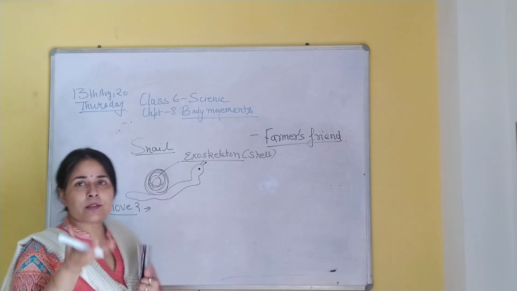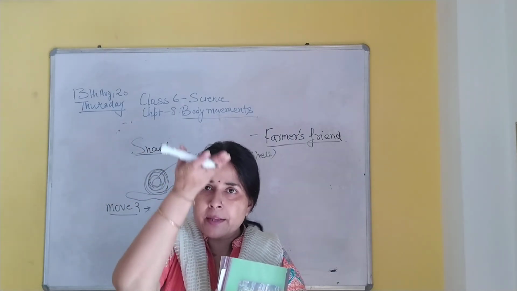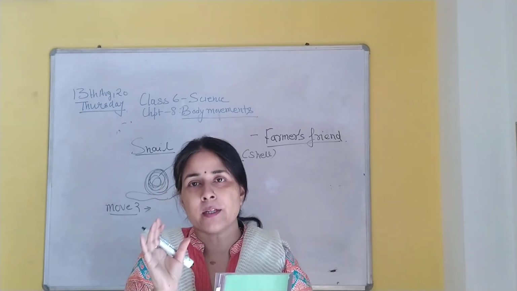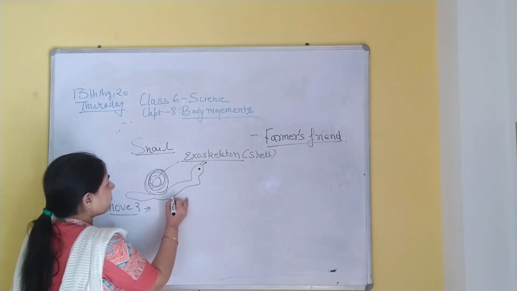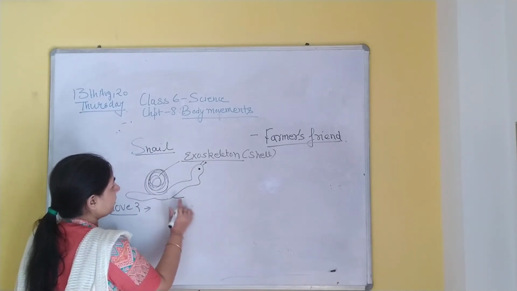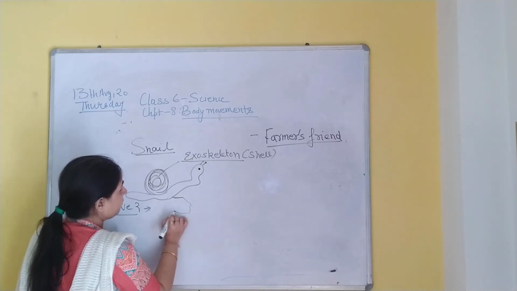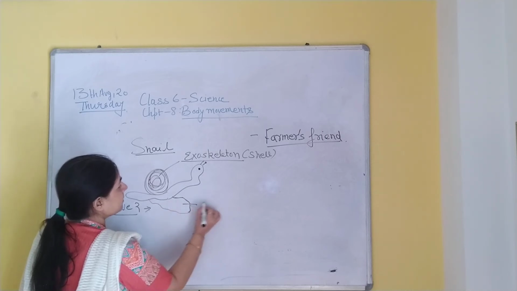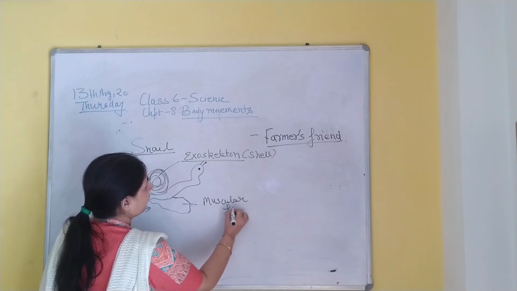Now, if you keep a snail on a glass plate and observe it, or pick up the glass plate and just observe, you will get to know how the snail moves. Now, the snail has a heavy muscular foot. It is a very big flap-like structure which extends from the body. This is the muscular foot.